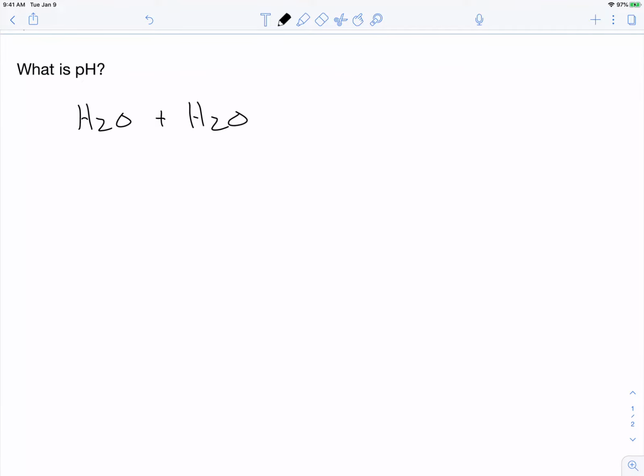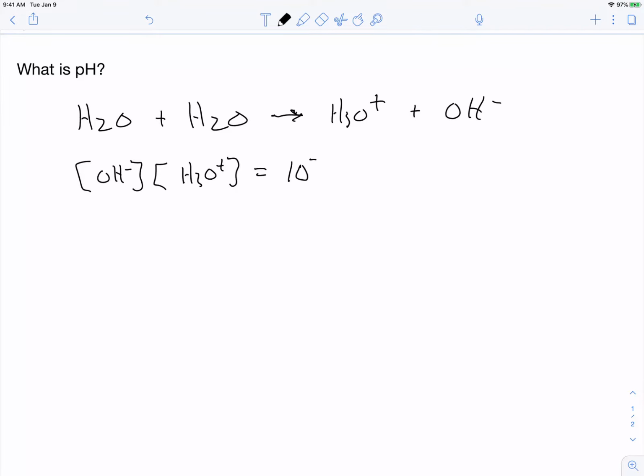In the previous video, we learned that water sometimes reacts with itself. We call this autoionization, and it forms a very little bit of hydronium and hydroxide. We also learned that the concentration of hydroxide times the concentration of hydronium in any solution is 10 to the minus 14. When we multiply those together, we call this Kw. It's a constant. In this video, we're going to learn about pH.